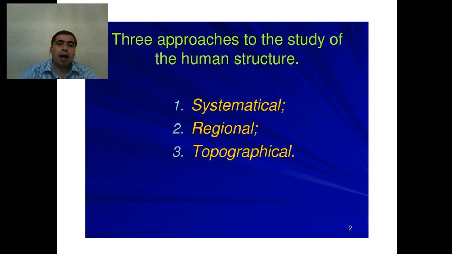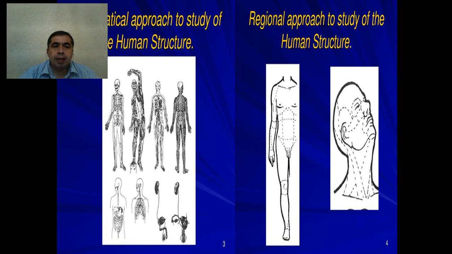You are looking at the main three approaches to the study of the human nature: systematical, regional and topographical. In many cases, the last two approaches have to be considered like the one: the studying of the human body by regions. During this process, you will use the topographical method of investigation. And in this picture, you are looking at the systematical approach to study of the human structure.